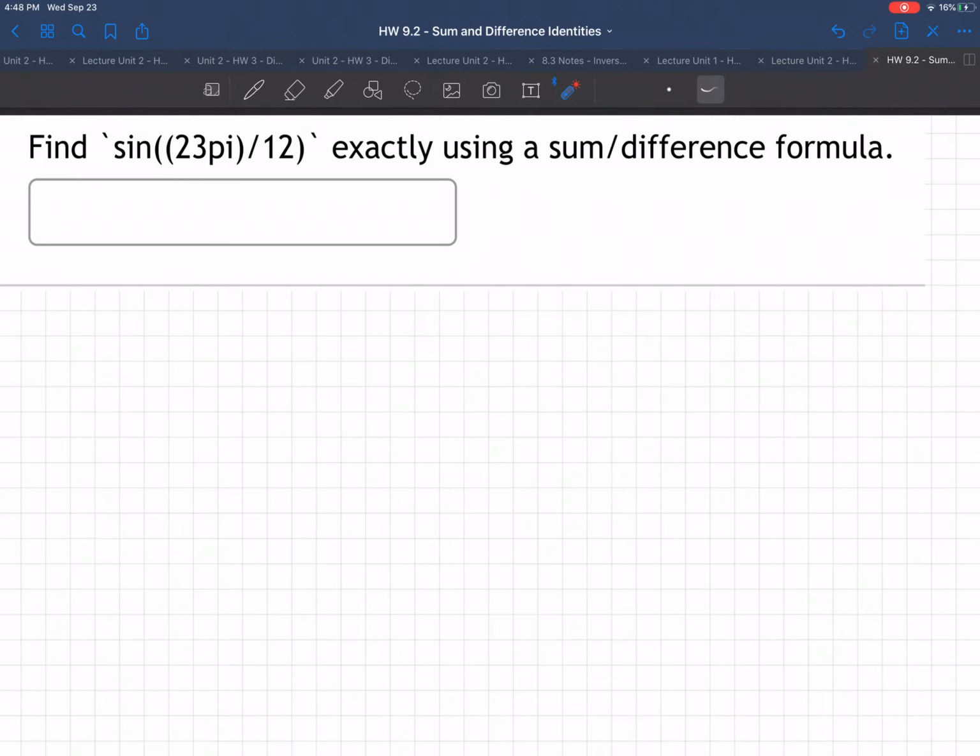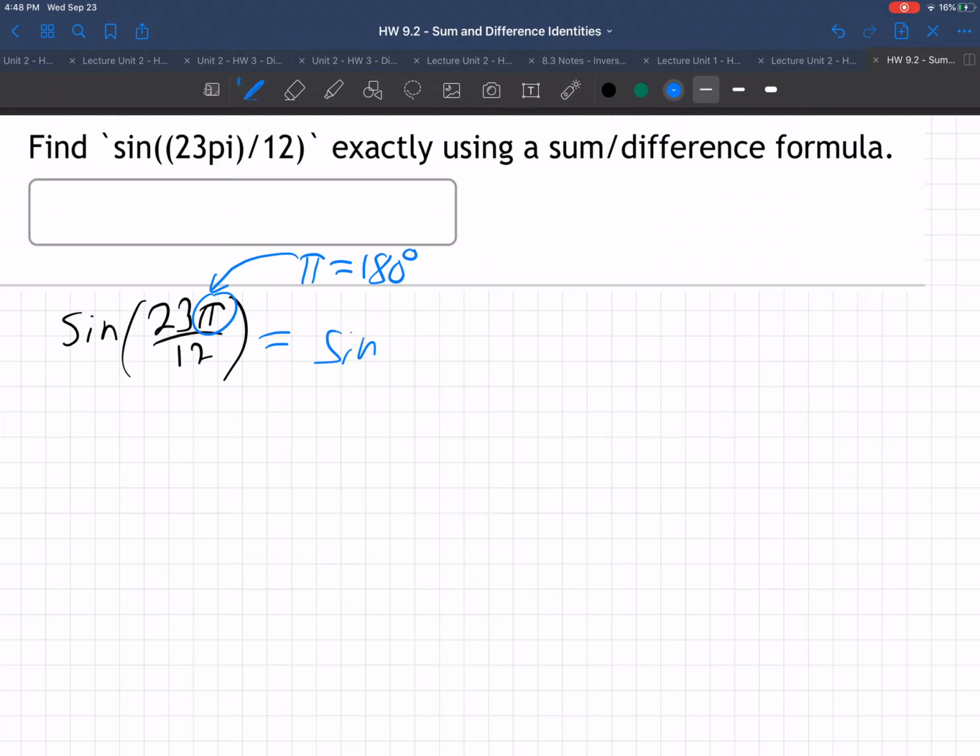Welcome to an example in which we're finding the sine of 23 pi over 12 exactly using a sum or difference formula. Okay, so sine of 23 pi over 12. Well, what I would do is pretty much plug in for pi. Pi, remember, is 180 degrees. So this will become the sine of 23 times 180 degrees over 12.